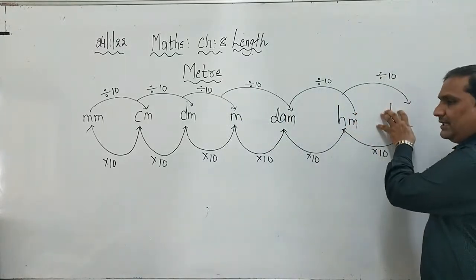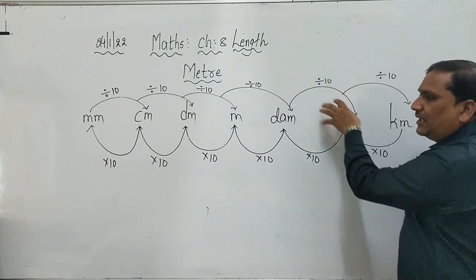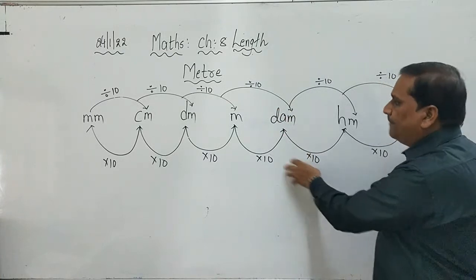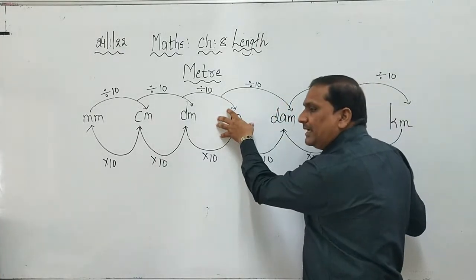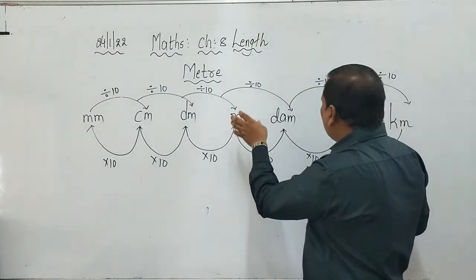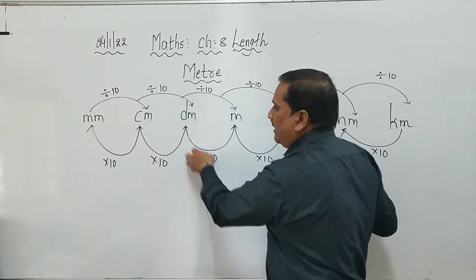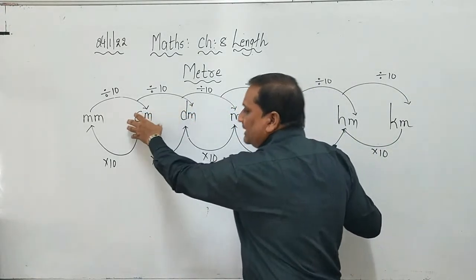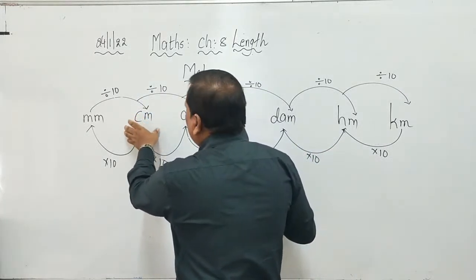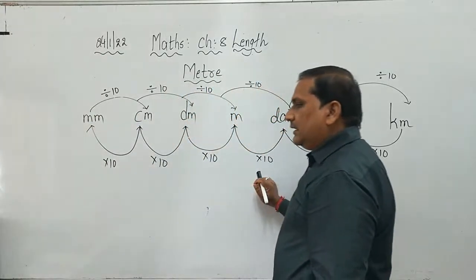When from kilometer I have to convert into hectometer. हेक्टोमीटर से अगर मुझे डेकोमीटर में कन्वर्ट करना है तो I have to multiply by 10. डेकोमीटर से मुझे मीटर में कन्वर्ट करना है तो आई हैव टू मल्टीप्लाई बाय 10. सो फ्रॉम मीटर टू डेसीमीटर आई हैव टू मल्टीप्लाई बाय 10. फ्रॉम डेसीमीटर टू सेंटीमीटर आई हैव टू मल्टीप्लाई बाय 10. और सेंटीमीटर से मिलीमीटर में दैट मींस आई हैव टू मल्टीप्लाई बाय 10.